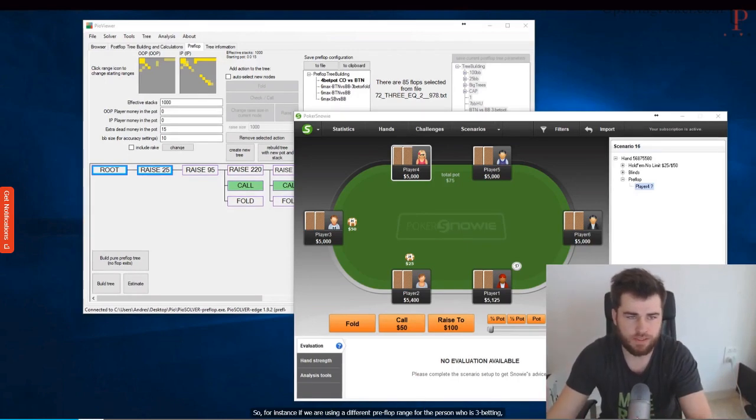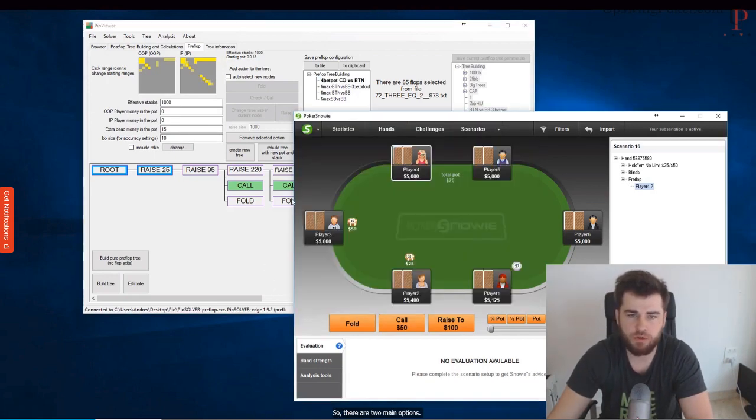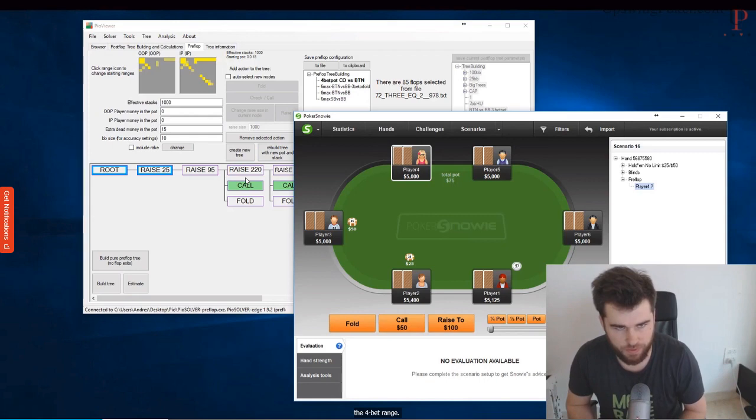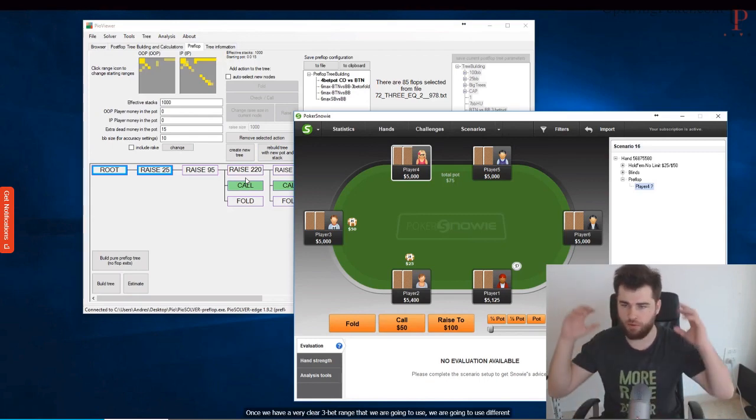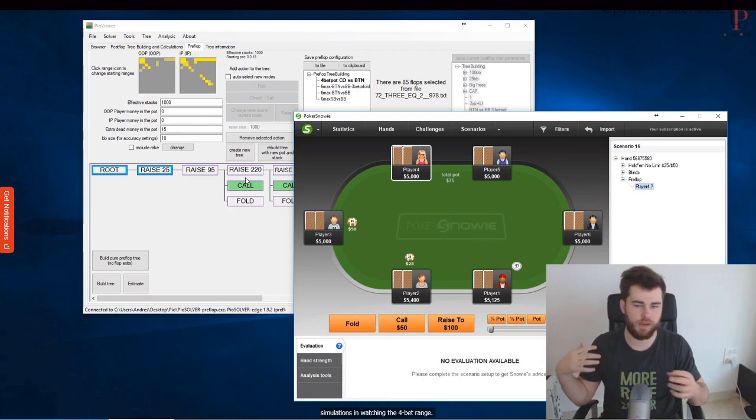For instance, if we use a different preflop range for the person who is 3-betting, the results are going to be extremely different. If we use a different 4-bet range, the results might also be hugely different. So there are two main options. If we are going to study with PioSolver, we'll need to do a lot of simulations changing the 4-bet range, once we have a very clear 3-bet range that we're going to use.